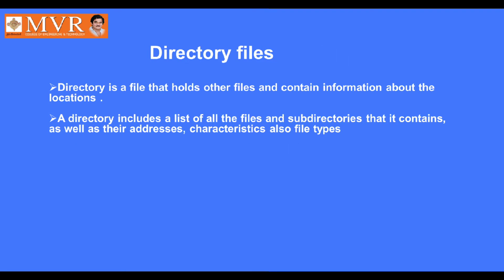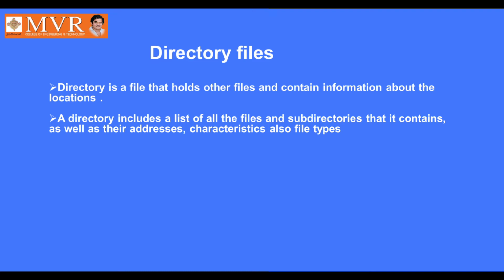And coming to the directory files, a directory is a file that holds other files and contains information about the locations and attributes of these files. So here the directory is also a file, but it is a directory file. This directory file contains the list of all files and their attributes. What are attributes? The type of the file, whether that file is a directory or a file, or whether it has any special files or any symbolic links. Many other characteristics of files will be stored in it.